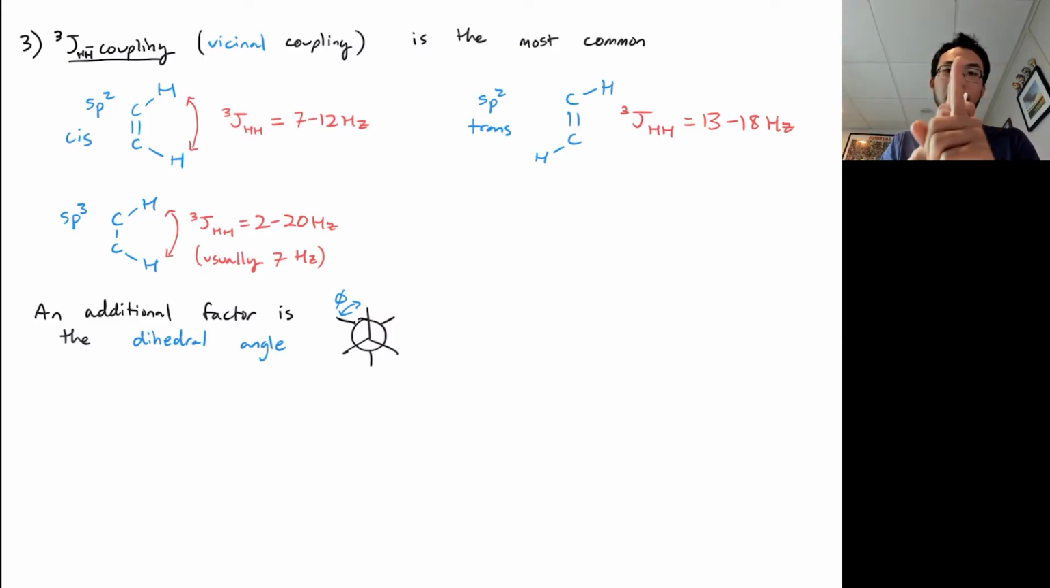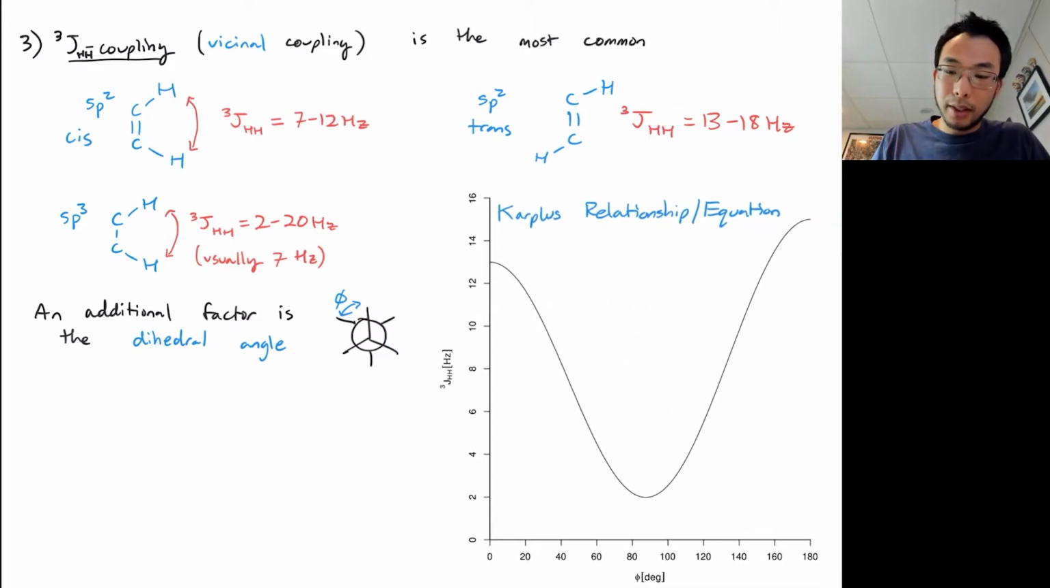There's all sorts of vector math behind this, but basically the vectors of these directions affect the J value. This is reflected in what's called the Karplus relationship, or Karplus equation. We're not going to look at the actual equation, but just look at the outcome of the equation. And so what we see is that there's a dependency of the J value on the y-axis on the dihedral angle here on the x-axis. So let's go over the most important points on this plot to try to remember.